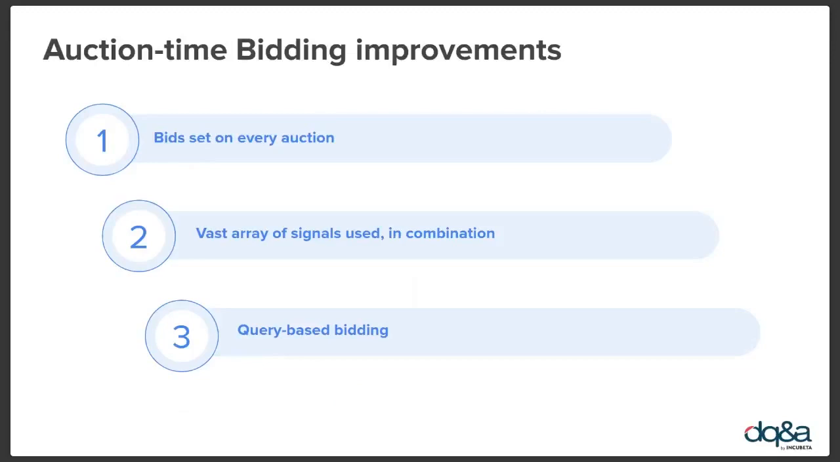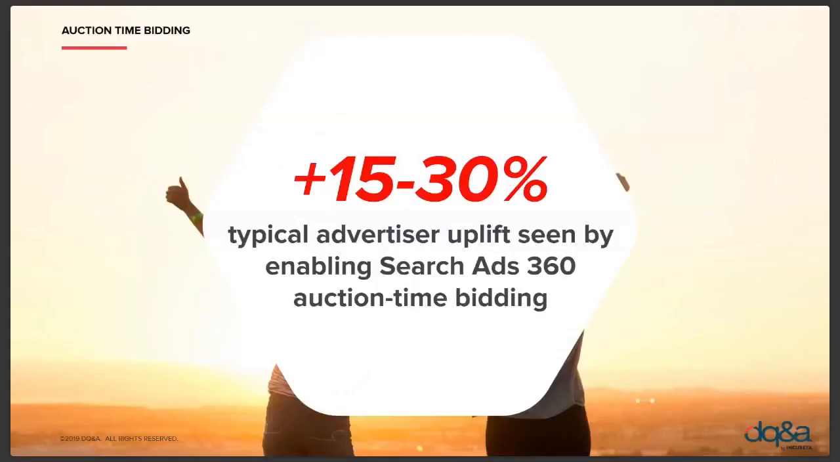And these are the 3 core elements of the Google auction time bidding system. And when combined with floodlights from Search Ads 360, Google have seen amazing results, reporting a 15 to 30% typical advertiser uplift when enabling Search Ads 360 auction time bidding.